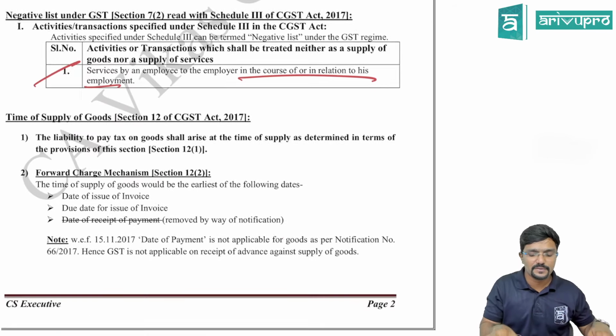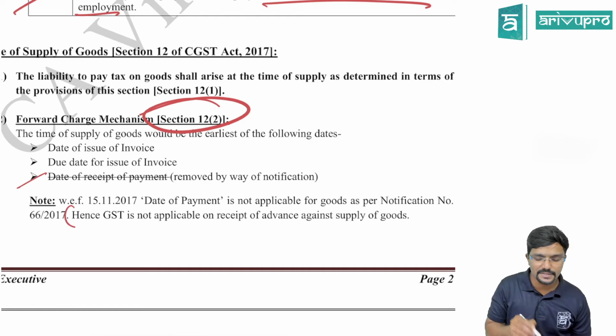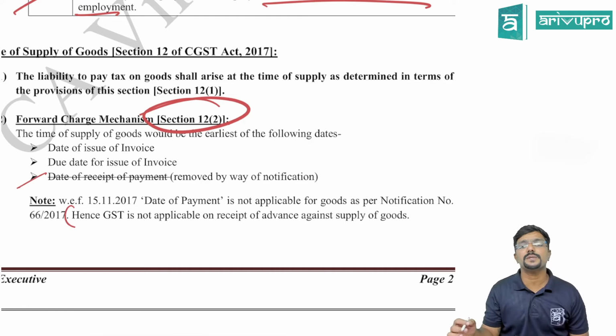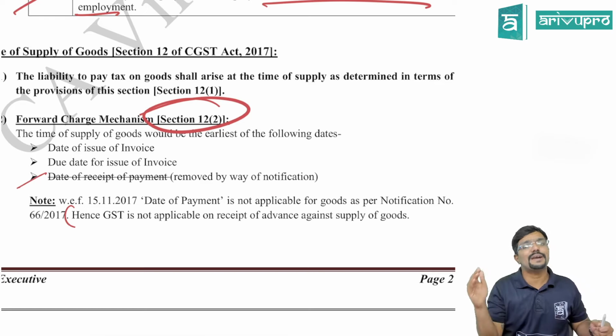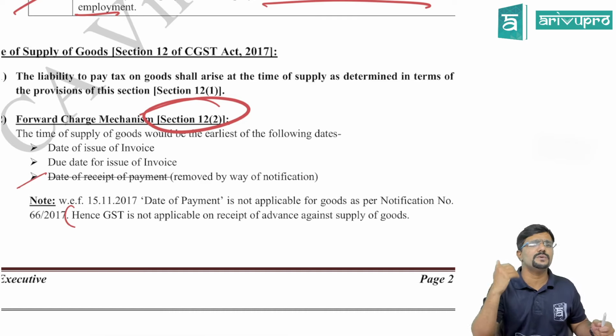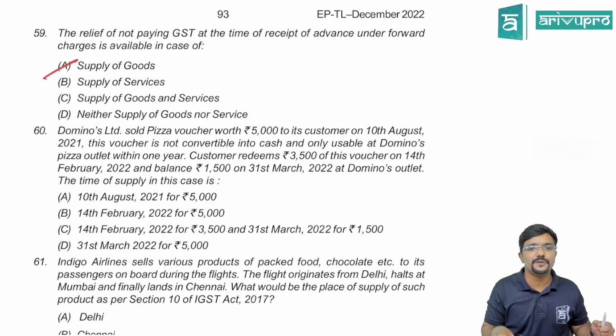You can see it comes under section 12 subsection 2. So date of receipt of payment has been removed, which I have clearly given in my regular study material. So now for goods, it is only date of issue of invoice or due date of issue of invoice. Hence, the advance will not be taxable. You can see here. Hence, GST is not applicable on receipt of advance against supply of goods. That doesn't mean that you will not at all pay GST. In the future, when you actually supply the goods and issue invoice, you will end up paying tax on it. Only it will be postponed to future. That's all.